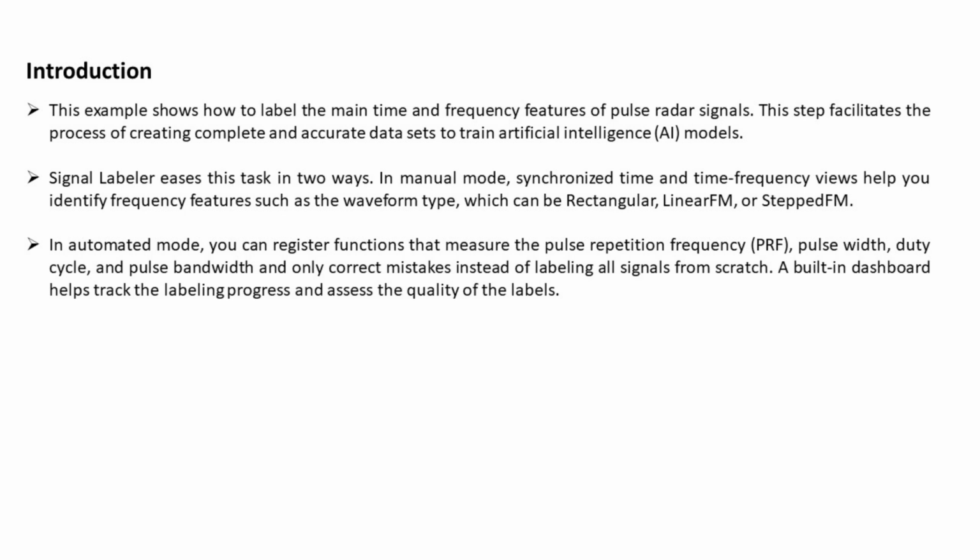This step facilitates the process of creating complete and accurate data sets to train artificial intelligence (AI) models. Signal Labeler eases this task in two ways. In manual mode, synchronized time and time-frequency views help you identify frequency features such as the waveform type, which can be rectangular, linear FM, or stepped FM.